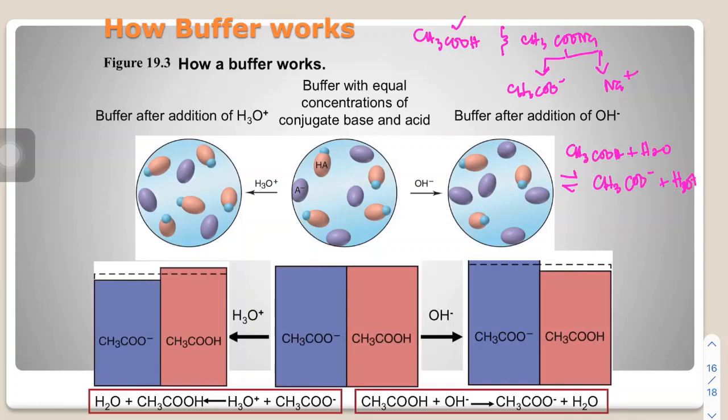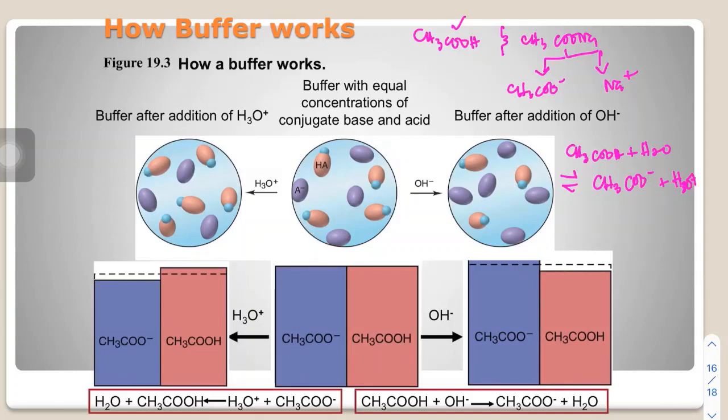So acetic acid is the weak acid, so acetate ion is the strong conjugate base. Acid, base. Okay, so in this buffer system, when we look at the concentration, they are the same between acetate and acetic acid. What happens when a small amount of acid is added to the system is actually H3O plus ion being added.